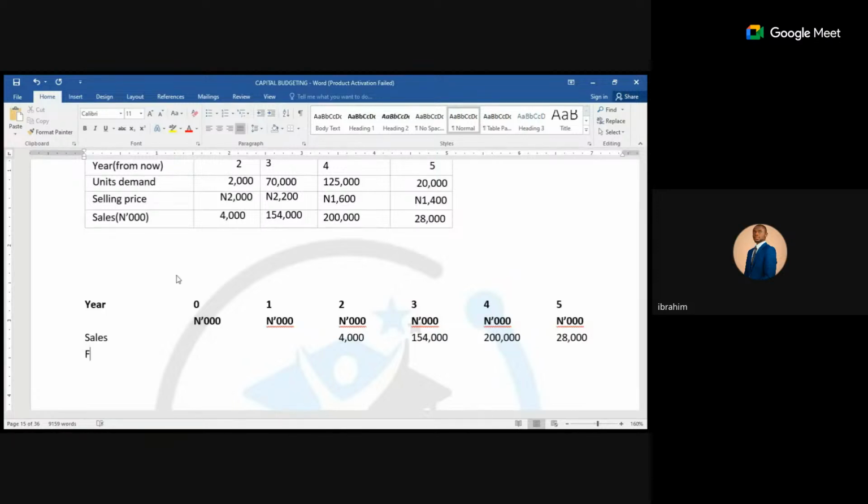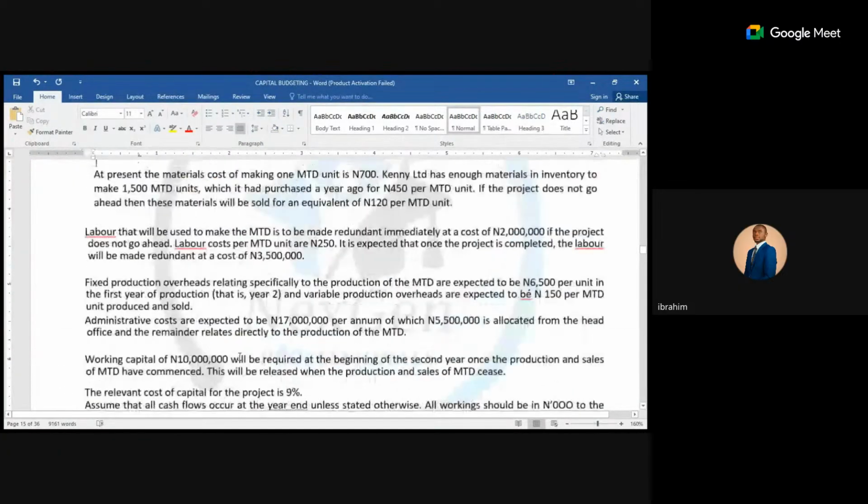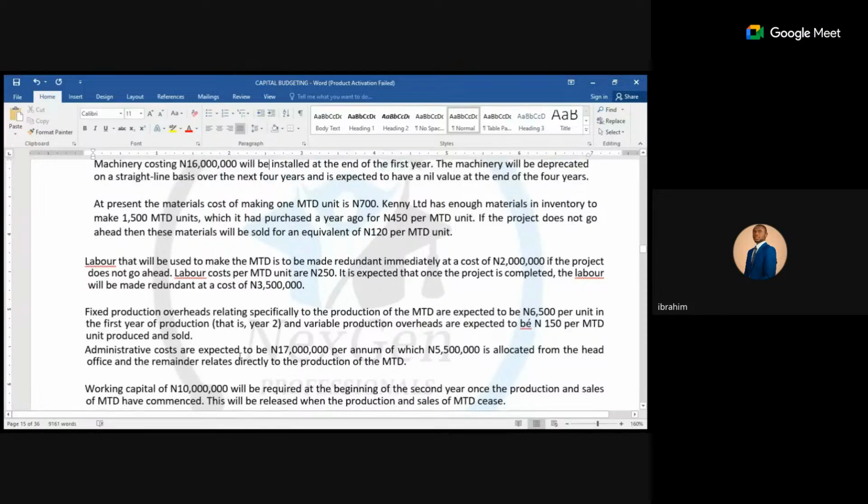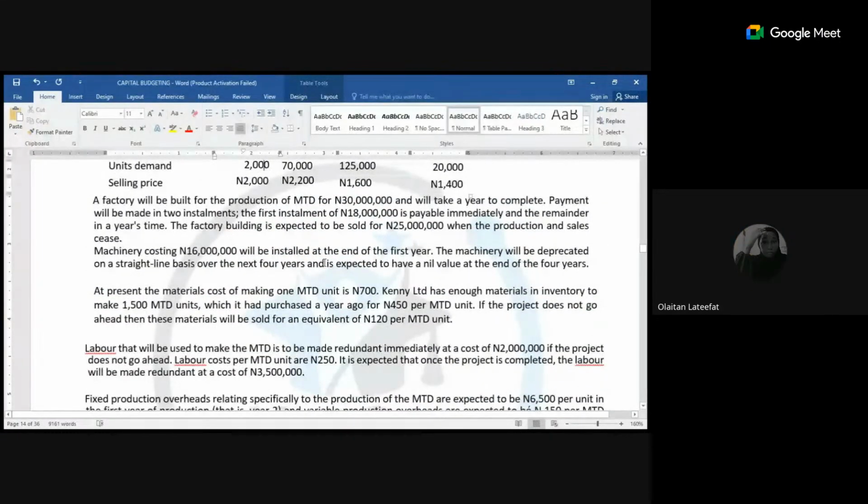Factory building, right? 18 million will be paid. Is 18 million, right? Okay. So the balance, 30 million minus 18. What do we have? What is the balance, class? 12 million. So 12 million, right? Okay, 12.